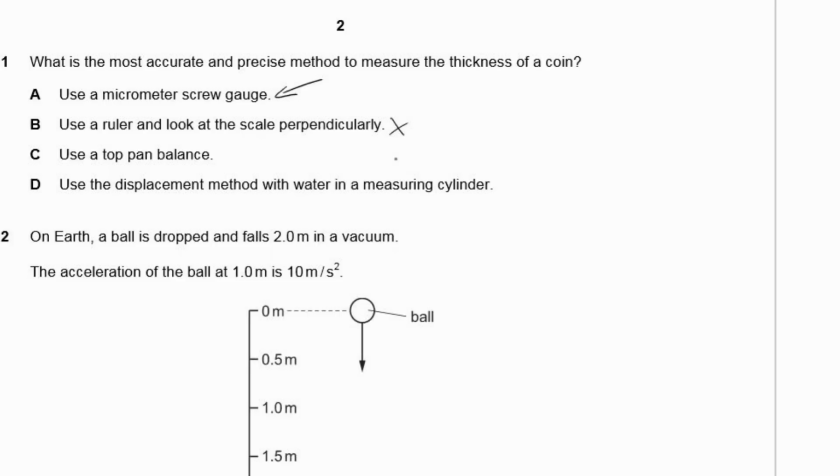So if that's not as accurate, use a top pan balance. Well, that will tell you how much the weight of it is. No use at all there. Use the displacement method with water in a measuring cylinder, and that may help you begin to find the volume of it. No, that's no use at all. So the answer there is A, use a micrometer screw gauge. Question number 2.